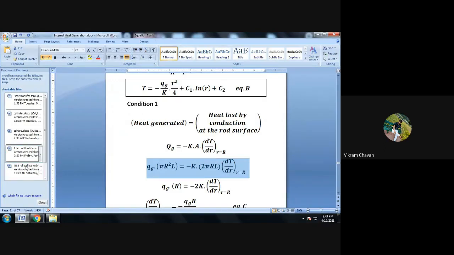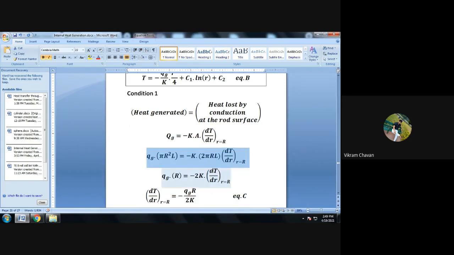Now from this side pi and square of r will be cancelled, and from this side pi and r will be cancelled, and also L. Pi, square of r and L will be cancelled, and here pi r L will be cancelled. So we'll get the equation q suffix g multiply by r is equal to minus 2k multiply by differentiation of t with respect to r when r is equal to capital R. Write down the equation.